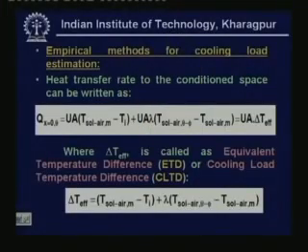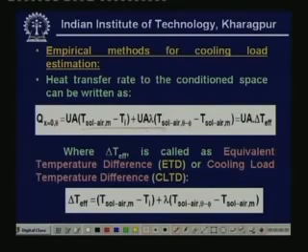And now let us look at empirical methods for cooling load estimation. Heat transfer rate to the conditioned space can be written, as we have seen, by this expression. And this is written in terms of UA into some delta T effective, where this delta T effective is called the equivalent temperature difference, ETD, or cooling load temperature difference, CLTD.